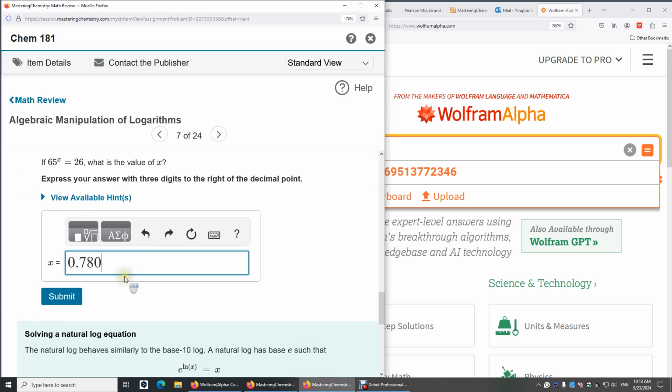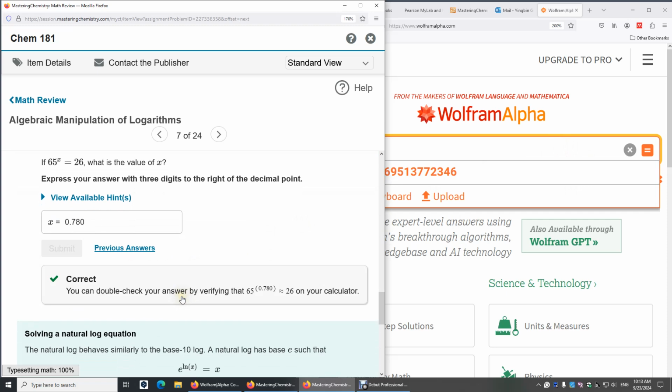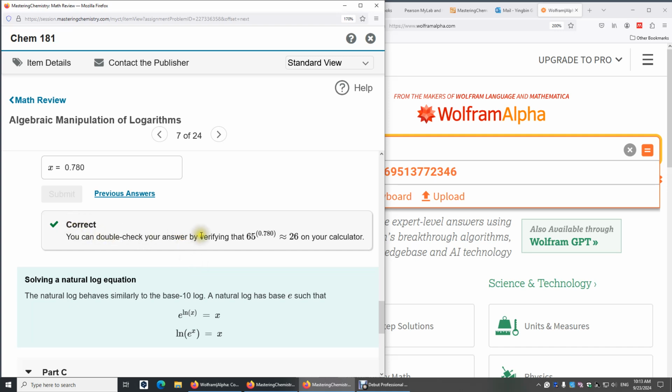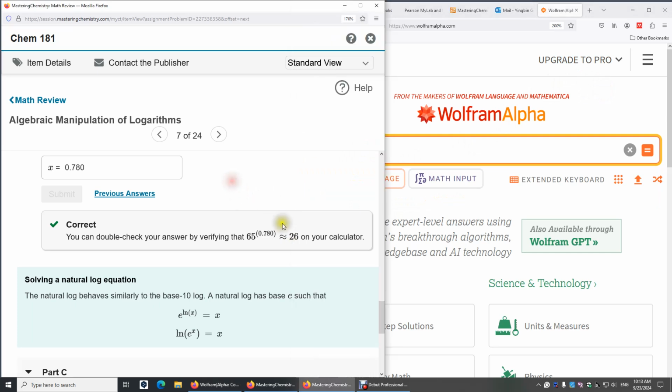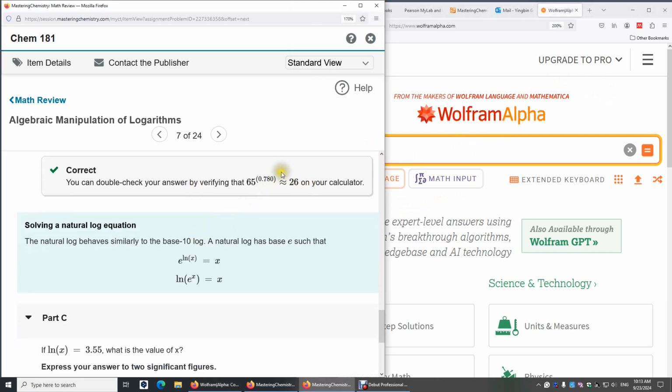Hopefully you can use your own calculator and Wolfram Alpha to get the same answer. And you can double check your answer. You just have 65 raised to the power of 0.78. It should be roughly 26. Just by looking at this, I think it's going to be a little bit less than 26 because we rounded this number down. The natural logarithm behaves similarly to the base 10 logarithm.